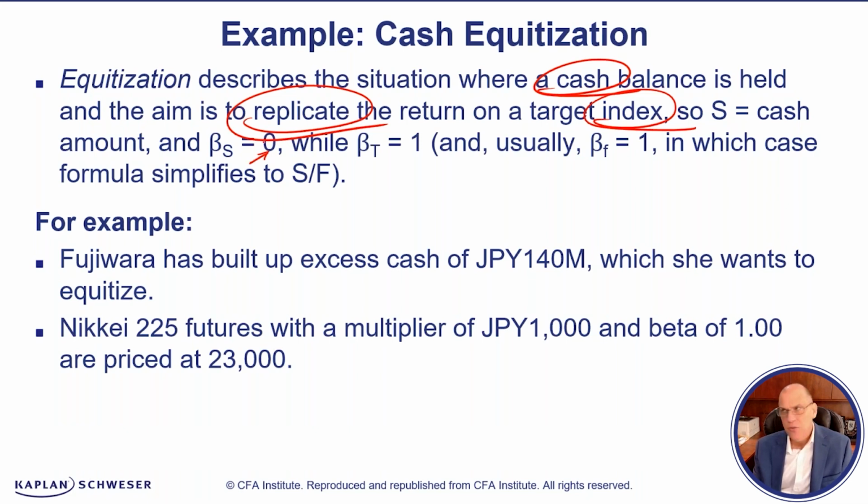You might be scratching your head. Where'd that come from? Well, cash has no risk. So our beta is 0. Like I say, equals 0, our cash beta, okay?